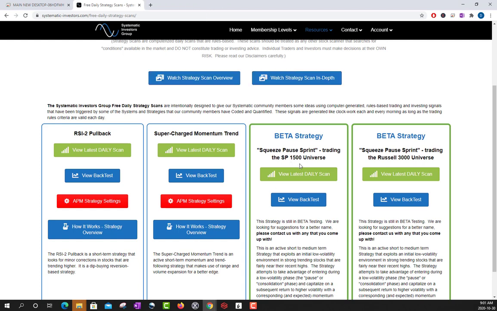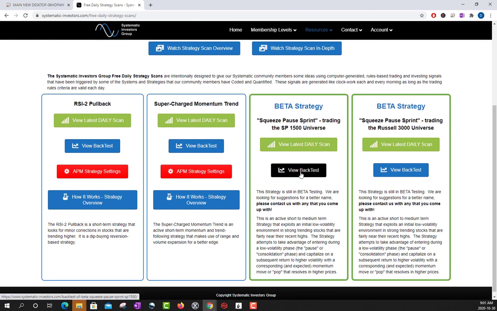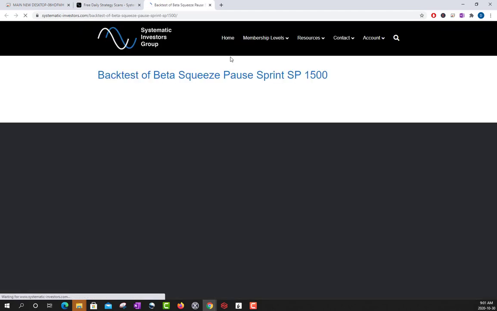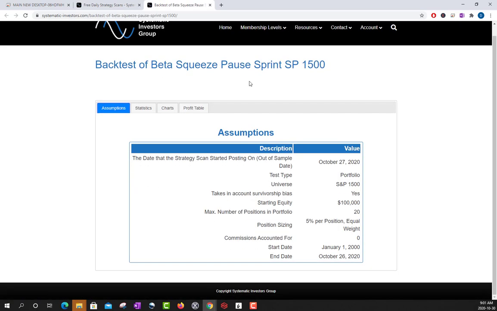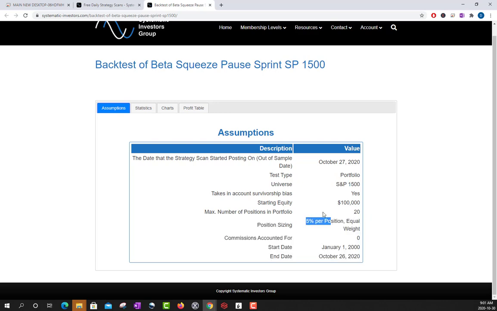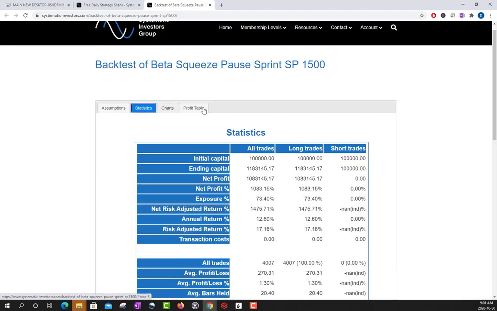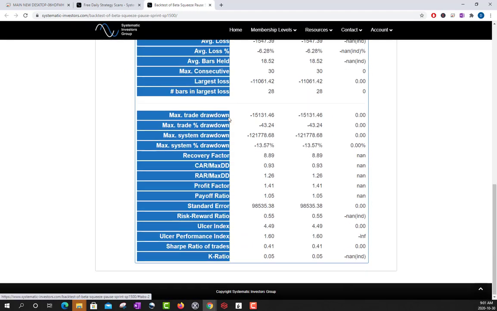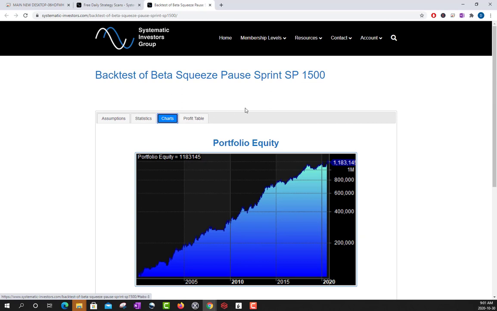The other thing you can do is have a look at the back test. If you click on the back test for the S&P 1500, you can see what all the assumptions are. We're running 20 stocks in the portfolio, 5% per position. This started running on October the 27th, so that was just this last Tuesday. And we can look at the statistics and the equity chart.